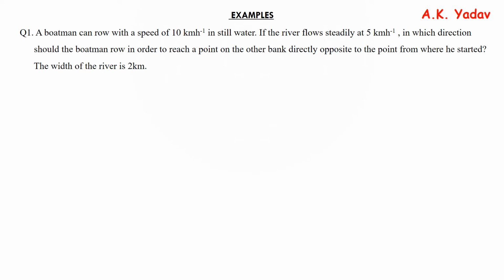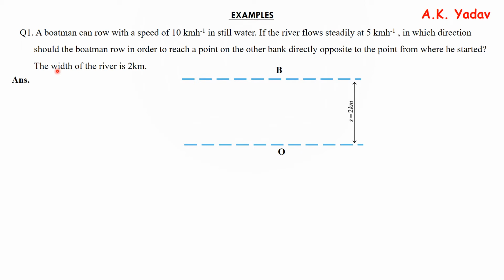Question number 1. A boatman can row with a speed of 10 km per hour in still water. If the river flows steadily at 5 km per hour, in which direction should the boatman row in order to reach a point on the other bank directly opposite to the point from where he started? The width of the river is 2 km. So this is the river having width 2 km. Point O is the place at which the boatman is present.